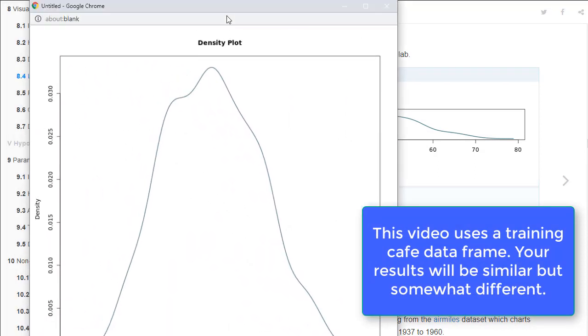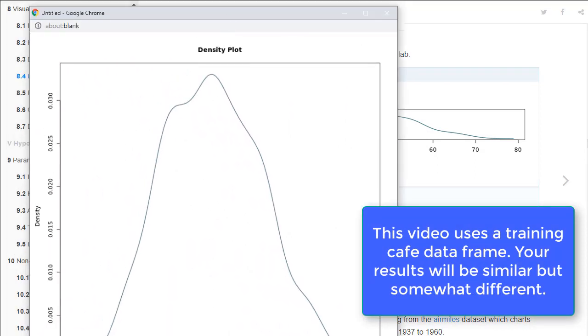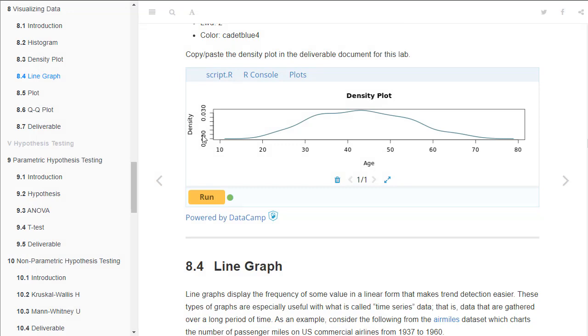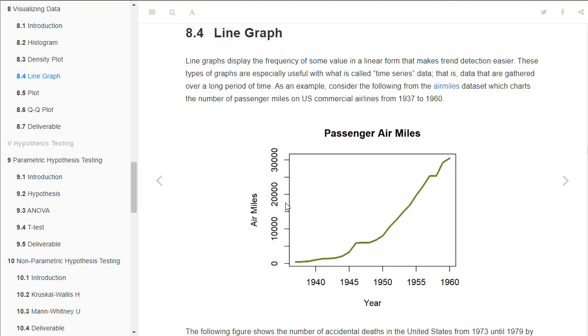And there's our plot. Again, a nice normal distribution. Next, we're going to take a look at line graphs.